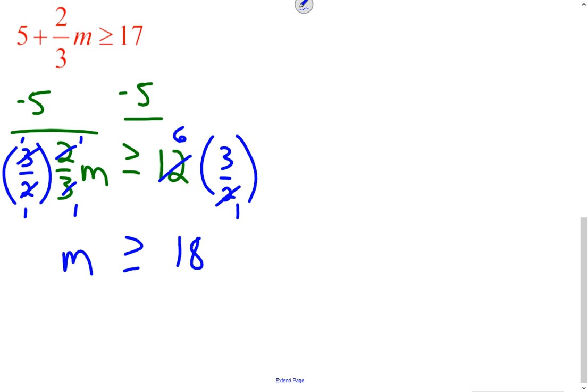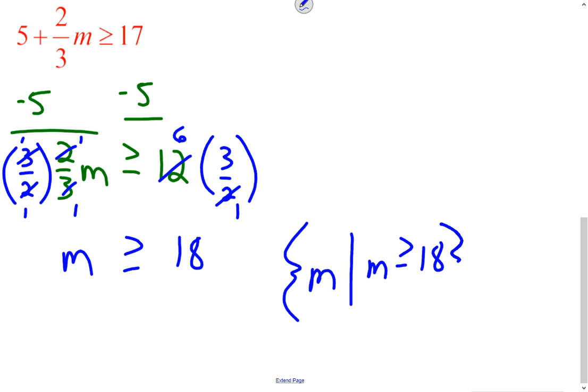If we put that one into set builder notation, squiggly parenthesis, tell the variable that we used, such that, and then m is greater than or equal to 18. There we go.